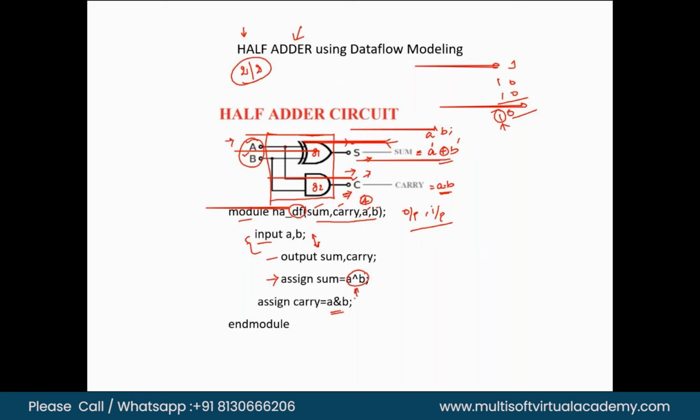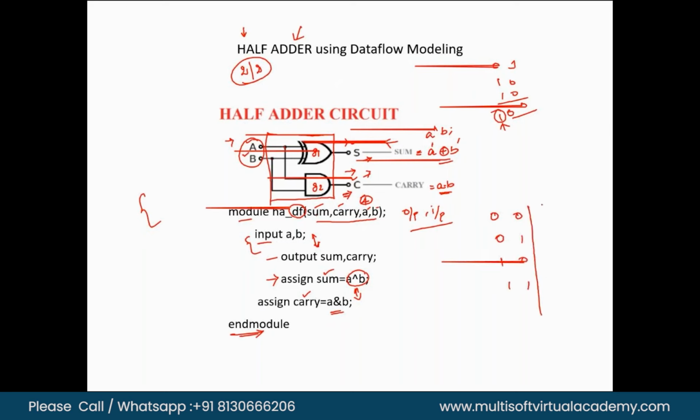And here also you can swap. First you can define carry, and the second you can define your sum. No issue. Then end module. So you will get an output of this half adder. So again it is a 2-bit value. You will have 0, 0, 0, 1, 1, 0, 1, 1.